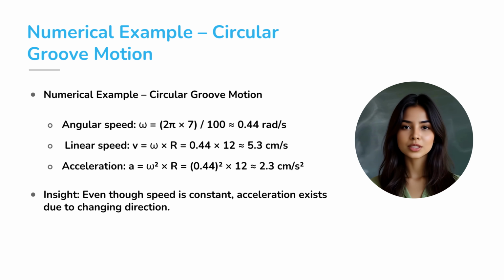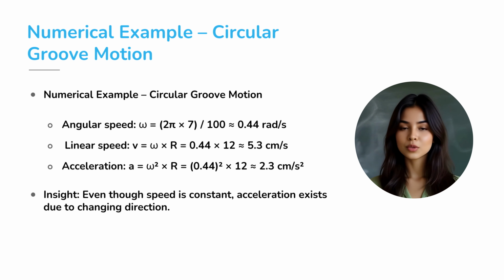Let's apply all this to a real example. An insect is moving inside a circular groove of radius 12 centimeters. It makes 7 complete revolutions in 100 seconds. First, we calculate angular speed. Omega equals 2 pi into 7 divided by 100, which gives approximately 0.44 radians per second.